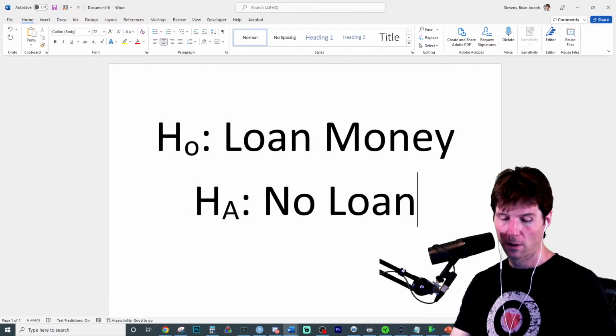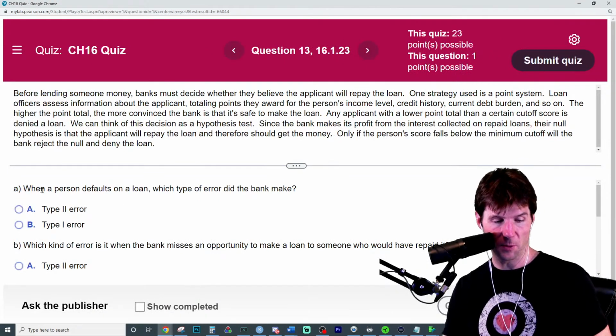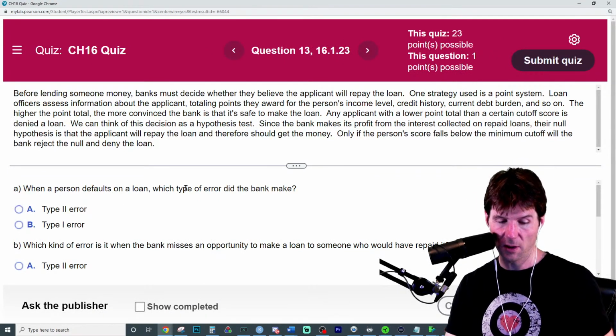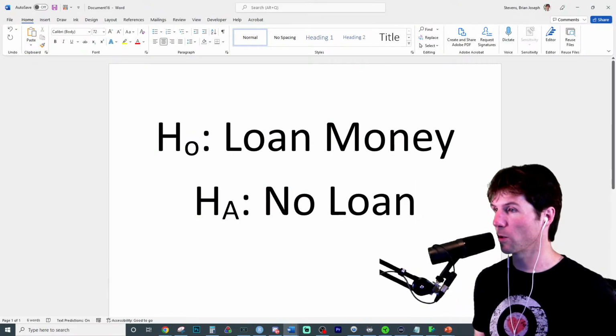Okay. In a type 1 error, the null is true. Is that a type 1 we're talking about? When a person defaults on a loan, what type of error did the bank make? Let's check out the type 1 error, right? And that'll tell us which error we're talking about here.